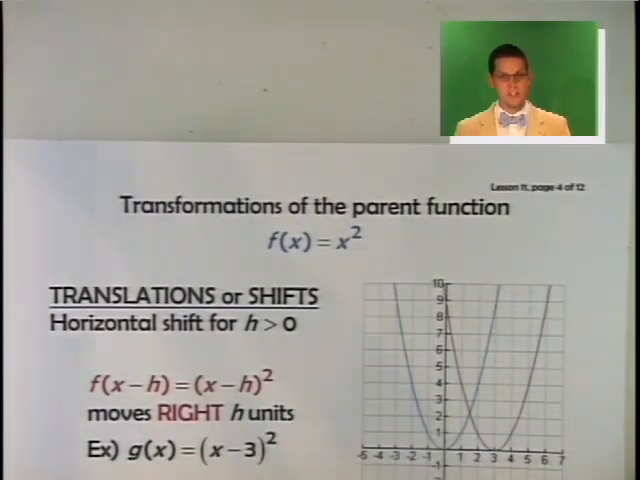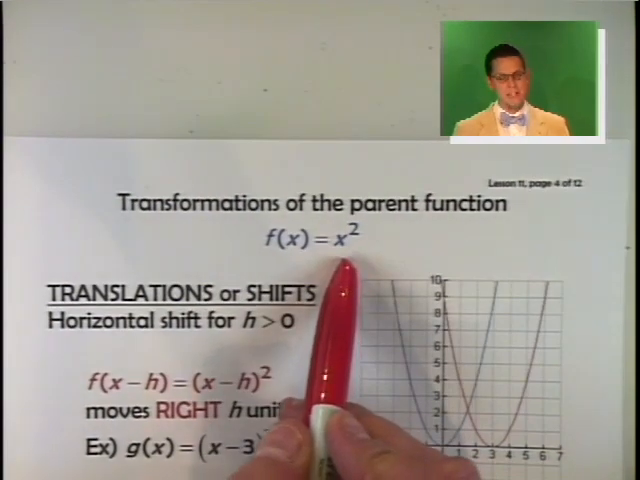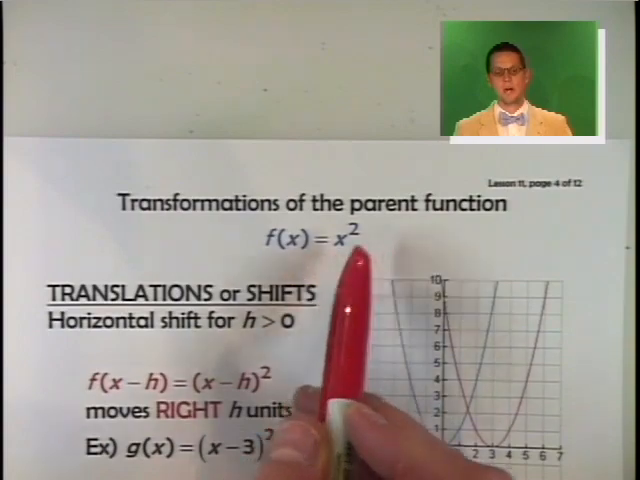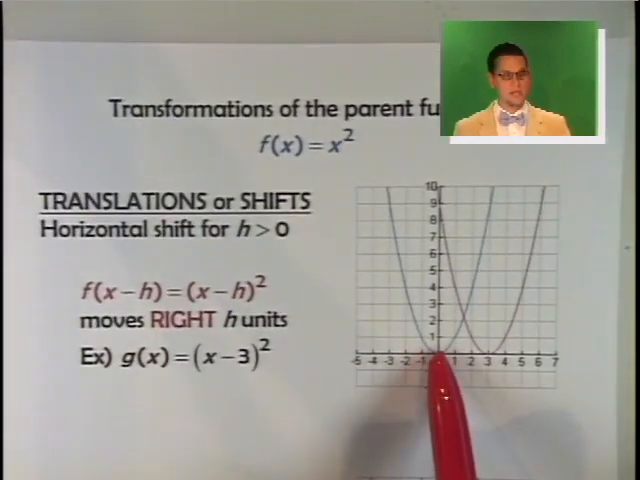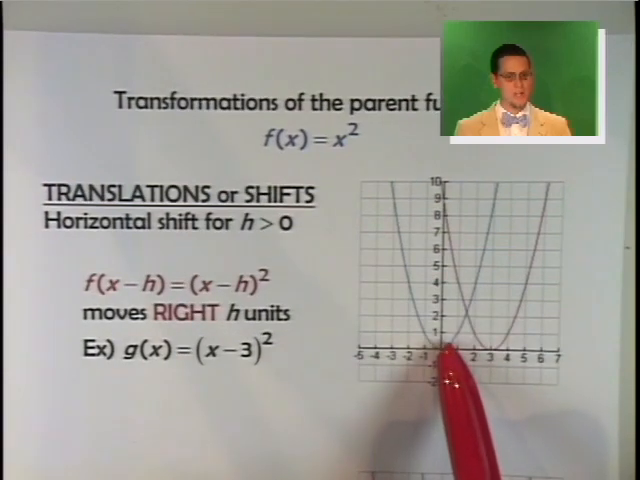Let's get back to the math. All right, now for the fun stuff, the big stuff. We're going to learn transformations of parent functions. What is a parent function? A parent function in this case is our basic scaled down x squared, nothing behind it, parabola. It looks like a smiley face with the vertex at the origin. That's this right here in blue.